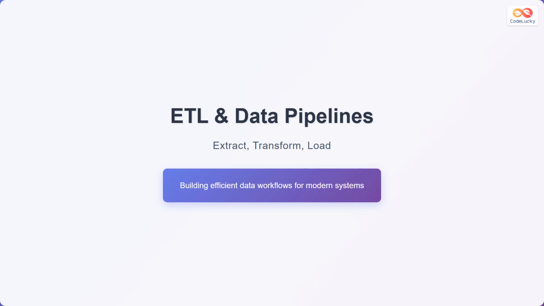In this presentation, we're diving into the world of ETL and data pipelines. ETL stands for extract, transform, and load. It is all about building efficient data workflows for modern systems.